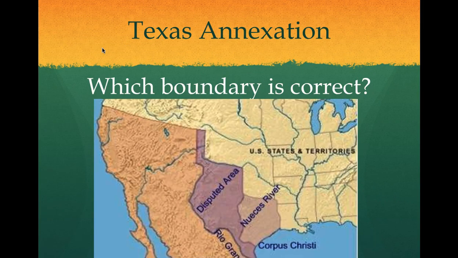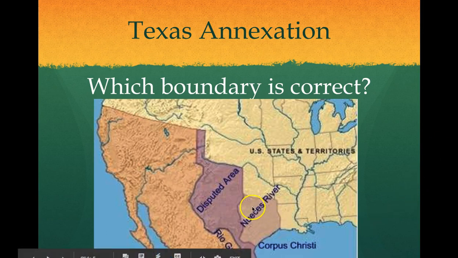Okay, Texas annexation. So there was a bit of an issue with the Texas annexation. All of this area in purple and light purple belonged to Mexico. They had invited United States settlers in. They said, come, settle here. And eventually, those settlers wanted the land.